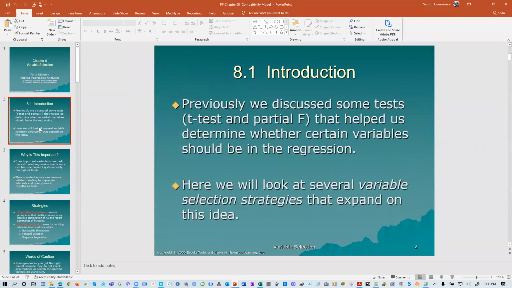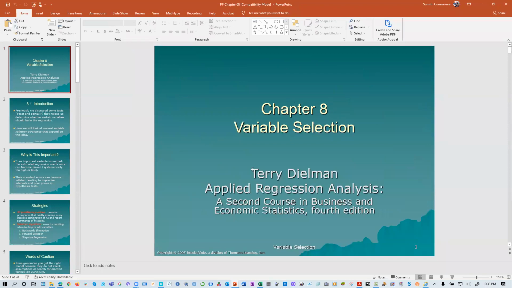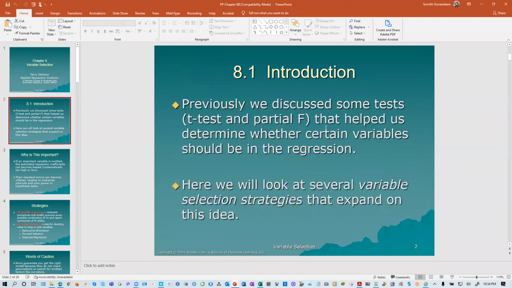Under that one, variable selection. Previously, we discussed some tests: the t-test, the partial test, and the overall test. There are three tests we did that help us determine whether a certain variable should be in the regression or not. Here we look at several variable selection strategies that depend on that idea.